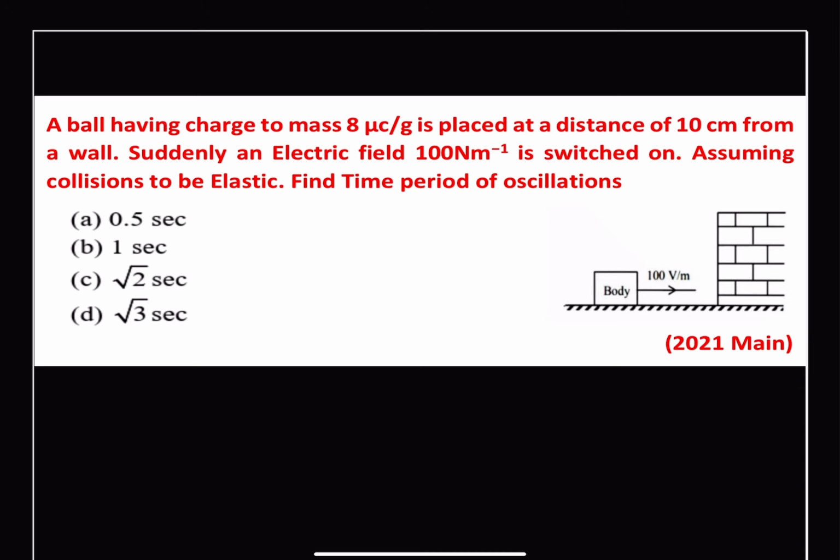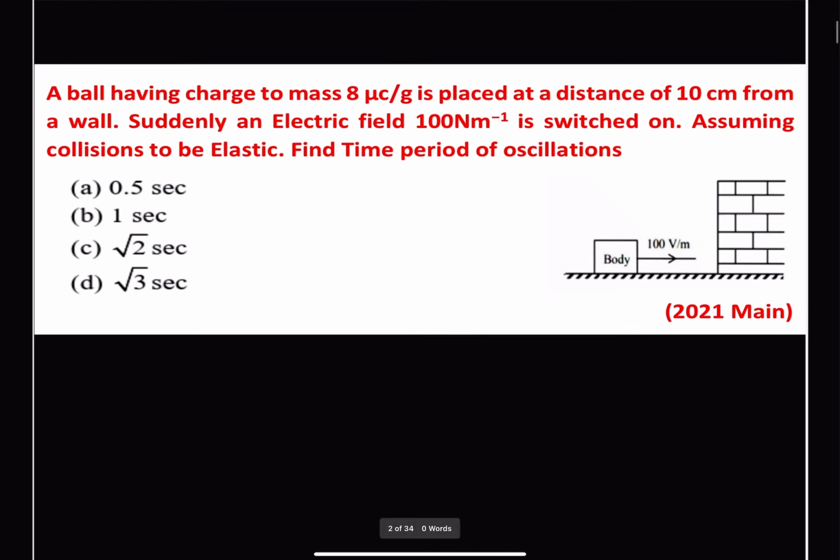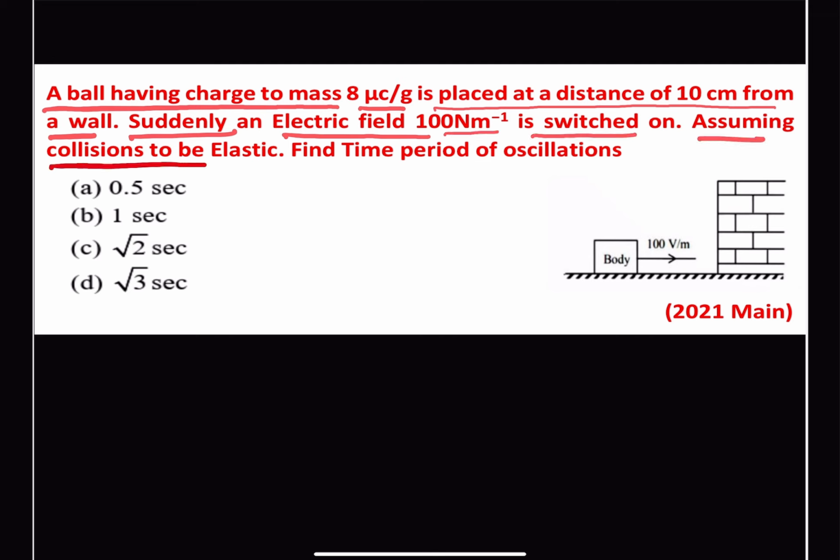it states that a ball having a charge to mass ratio of 8 microcoulomb per gram is placed at a distance of 10 centimeter from a wall. Suddenly, an electric field of 100 Newton per meter is switched on. Assuming collision to be elastic, find the time period of the oscillation.